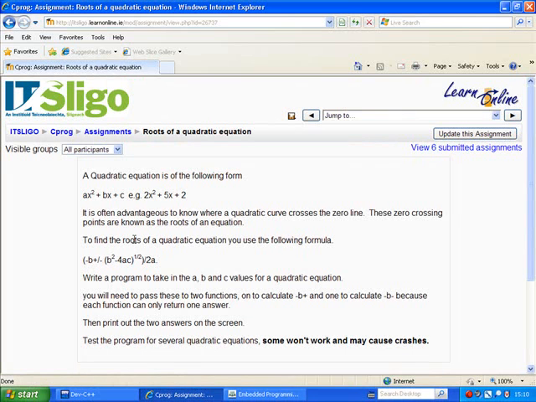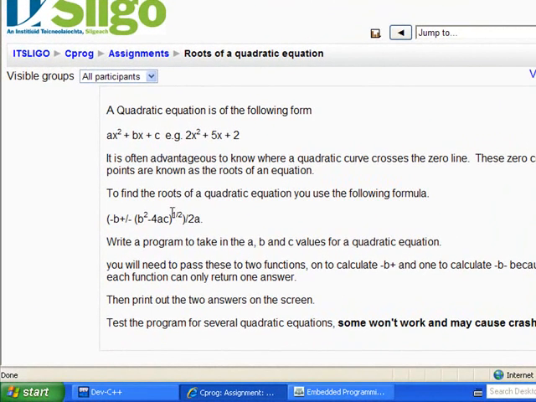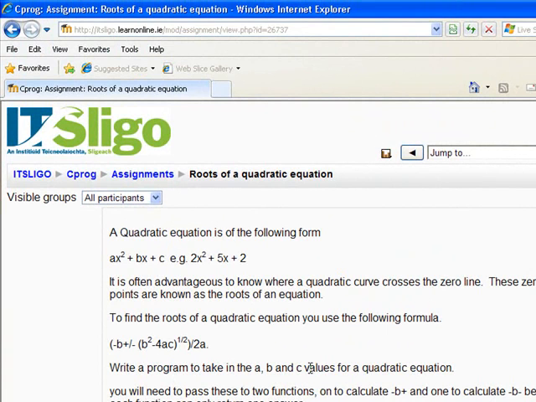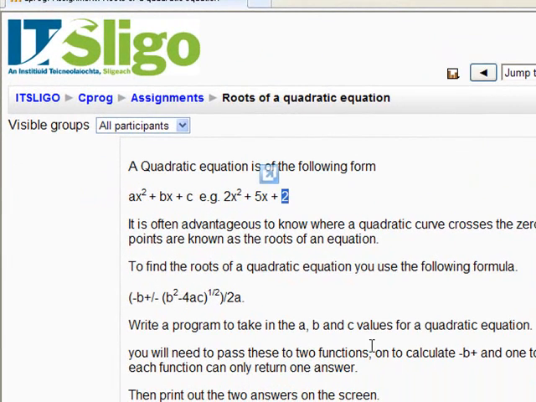And go back to the question that you're asked here. Remember that this power of a half here means the square root of this section here. So what we have to do is write a program to take in a, b and c values for the quadratic equation. You don't actually have to write out the quadratic equation, you just have to take in a, b and c, so a 2, a 5 and a 2 in this case.